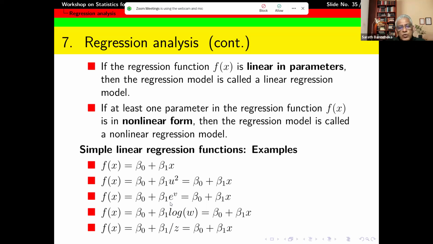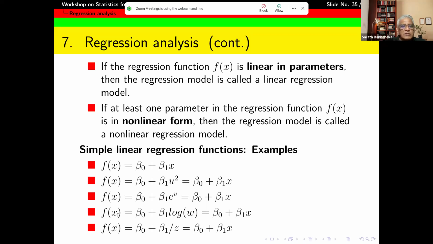And again, if you denote this e to the power v by, say, x, then the same model is still a linear regression model. And it is now also a straight line as a function of x. But as a function of v, it is not a straight line, right? So therefore, a linear regression model doesn't have to be a straight line just because the word linear is there. The word linear means it's linear in terms of the coefficients.